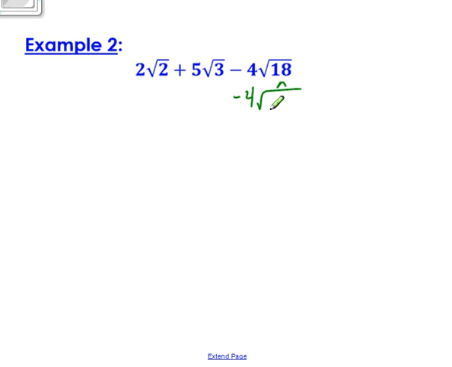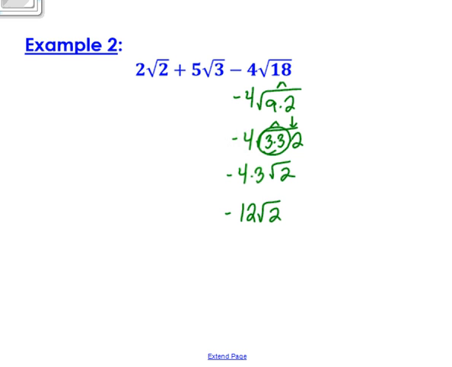18 breaks down into 9 times 2. 9 breaks down into 3 times 3 times 2. I've had a negative 4 on the outside. 3 is a couple, so it gets to leave with the 4. 2 is still single, so it has to stay. And I get negative 12 square root of 2. None of that's new, that's why I'm going so fast through it. 5 square root of 3 could not be broken down, so I'm just going to bring it down. 2 square root of 2 could not be broken down, so I'm just going to bring it down.